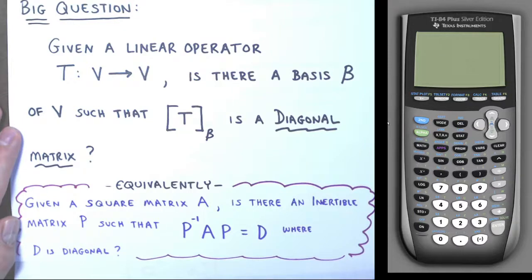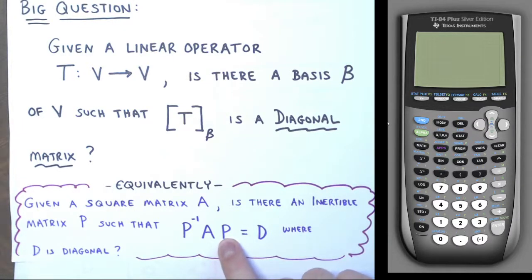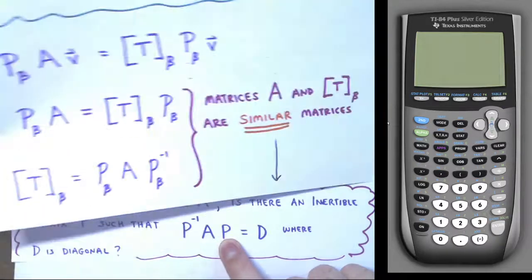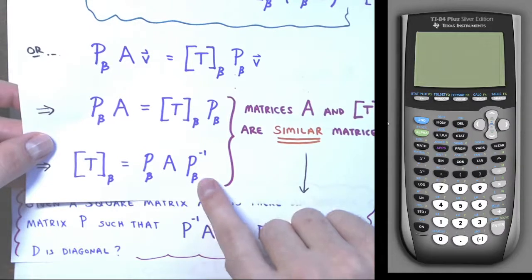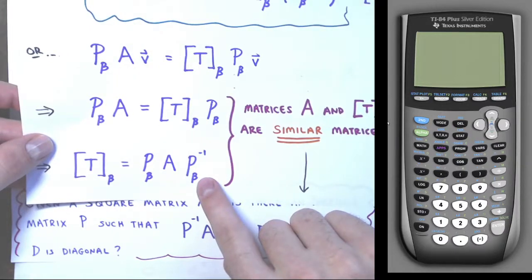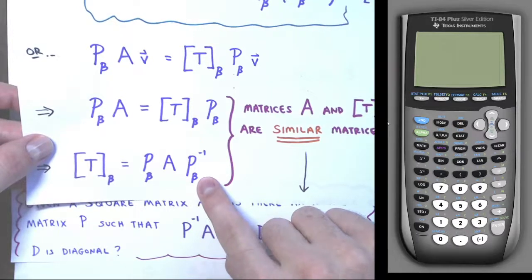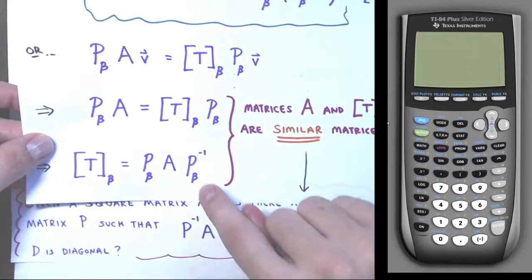When the answer to the question is yes, this matrix P that we're talking about here is the PB inverse, the transition matrix with respect to B, to transition from the standard basis to B. Because this is P, that's like P inverse here.